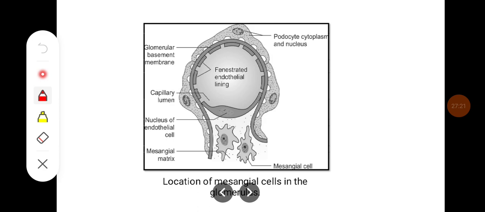Okay, so this diagram shows the location of the mesangial cells. Here you can see the nucleus of the endothelial cells, and these are the mesangial cells.